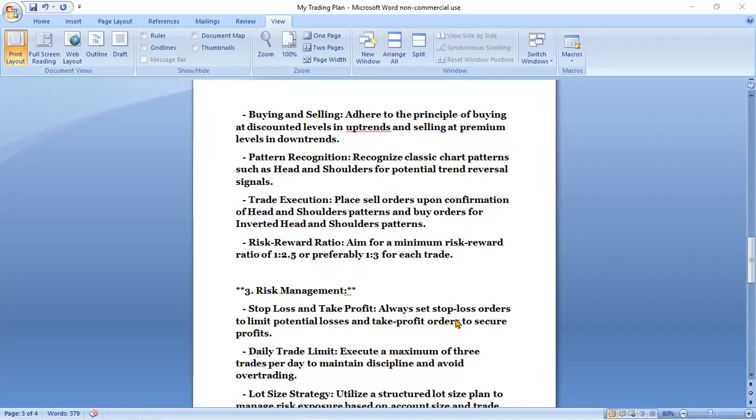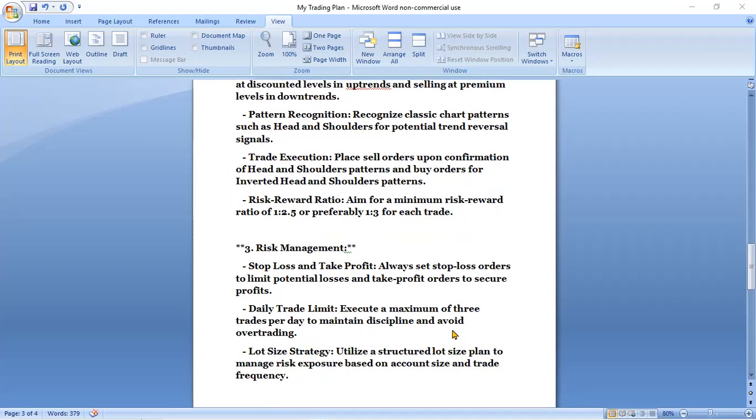Trade execution: place sell orders upon confirmation of a head and shoulders pattern and buy orders for inverted head and shoulders patterns. Risk reward ratio: aim for a minimum risk reward ratio of 1 to 2.25, or preferably 1 to 3, for each trade. Those are your reward ratios.